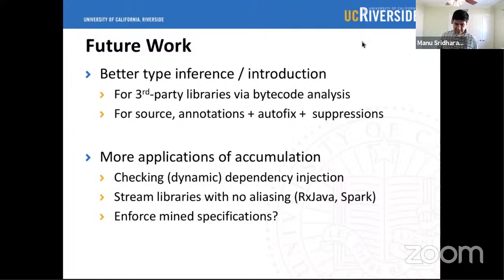In particular, if you look at the specification mining literature, a lot of mined specifications involve these "always call A before B" kind of properties. So could we connect the specification miner with our checker and very quickly check these properties, or check which ones are likely to be real versus not? I think that could be quite cool.